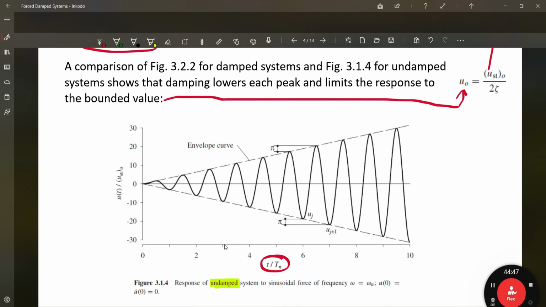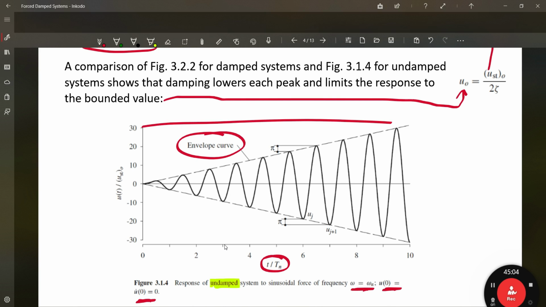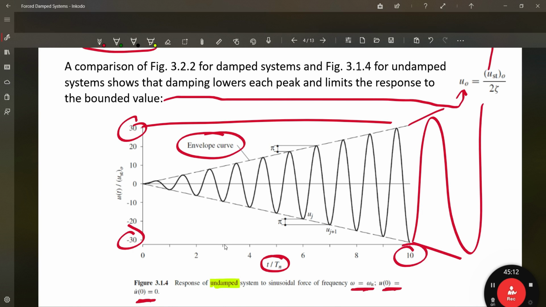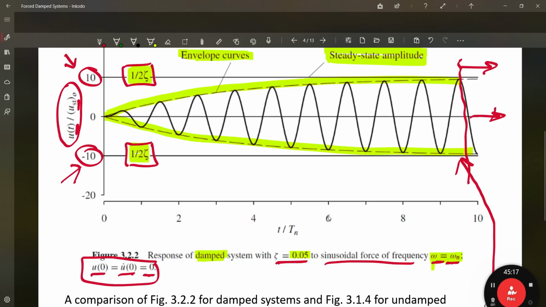If we are going to deal with the system with omega equal to omega n and with the same initial conditions, but this is an undamped system. Look at the envelope curve and how it goes here. We are reaching 30, and it is not stoppable here. It is going to be more and more, right? At even a ratio of 10 between t over tn, we are obtaining only 10 times the maximum static amplitude.